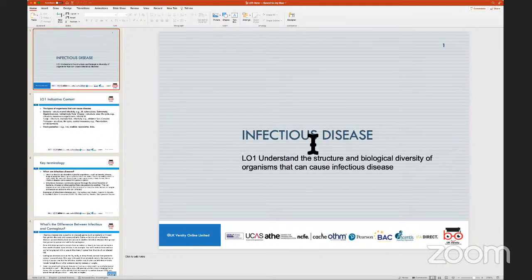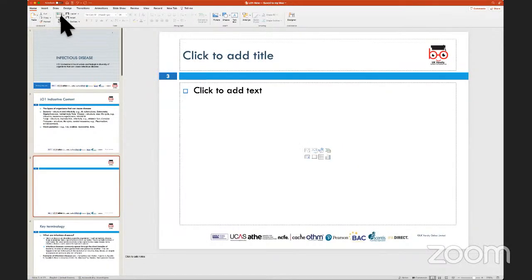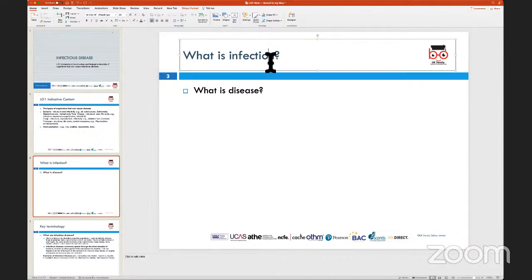Now, we'll go into some of the basic details, like the two key words in the unit: what is infection and what is disease. I normally look at a bit of key terminology because these are terms we are going to use time and again. So what is infection and what is disease are two things that we need to understand before we get into this particular unit.